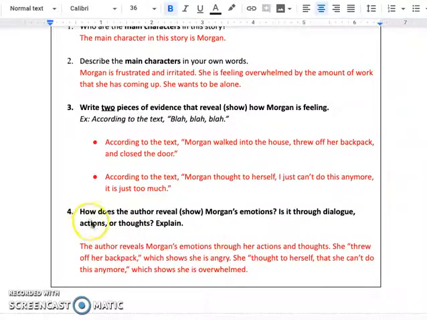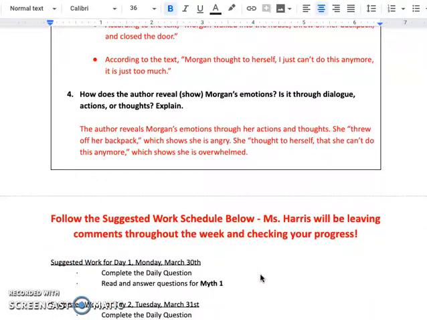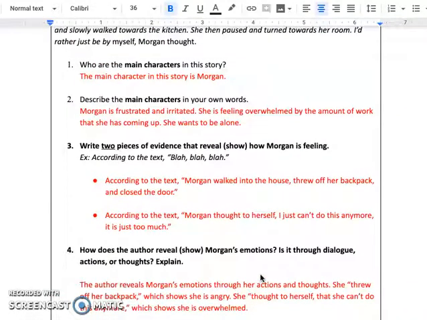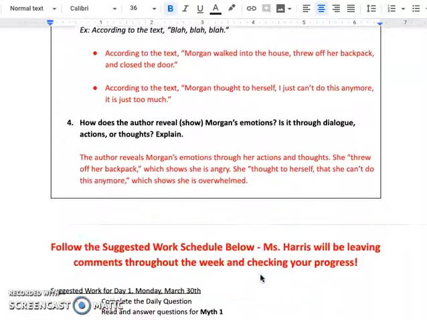The last question asks you, how does the author reveal or show Morgan's emotions? Is it through dialogue, actions, or thoughts? And here you'll see that I wrote, the author reveals Morgan's emotions through her actions and thoughts. She threw off her backpack, which shows she's angry. She thought to herself that she can't do this anymore, which shows she is overwhelmed. So that's an example of the types of questions you'll be asked after each myth you read this week.